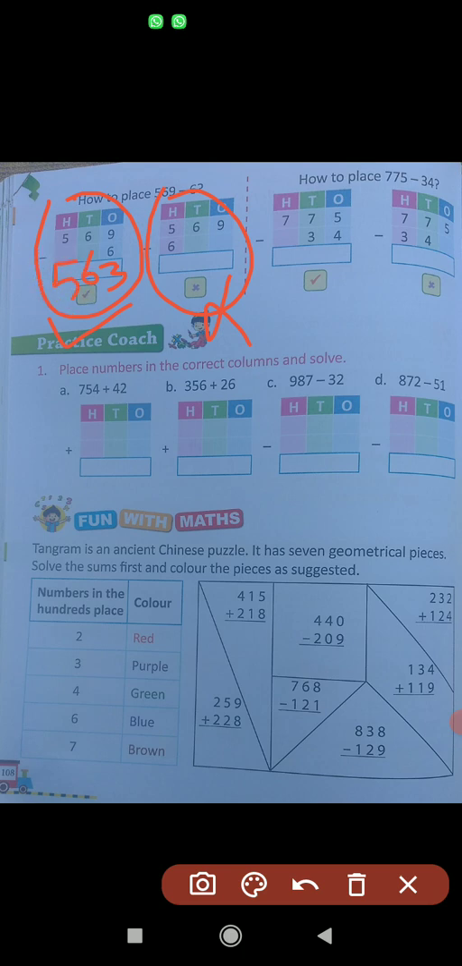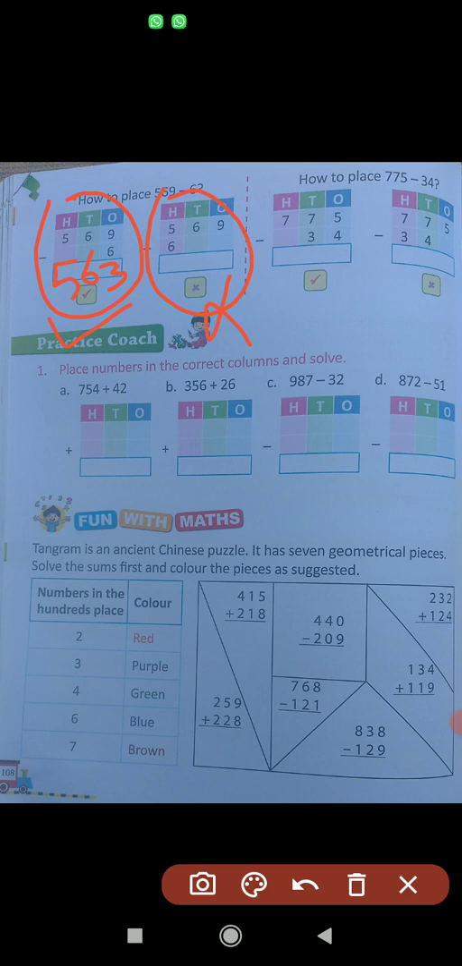The answer will be 563. The first number 569 is the minuend, and we are subtracting 6 from 569. So 6 is the subtrahend and 563 is the difference between 569 and 6. Got it? Okay. Next, how to place 775 minus 34?